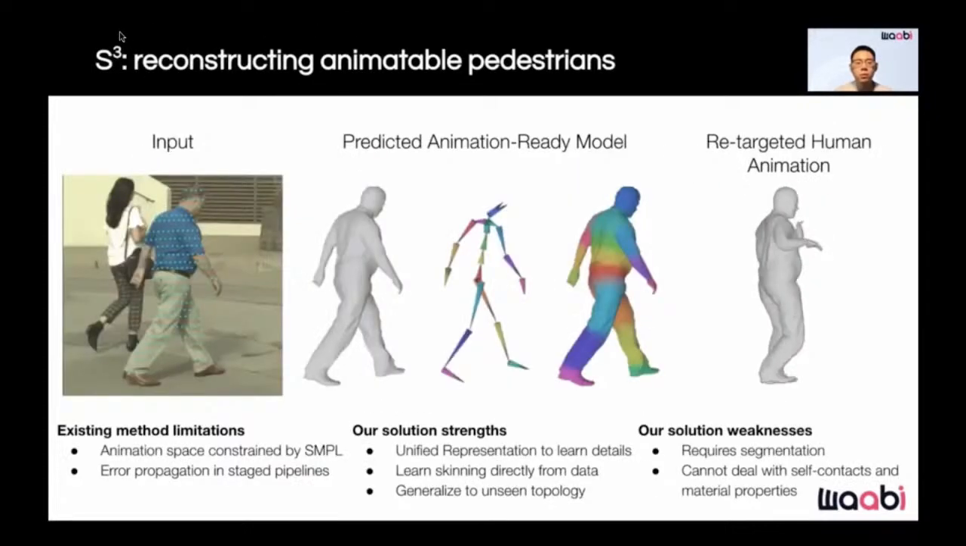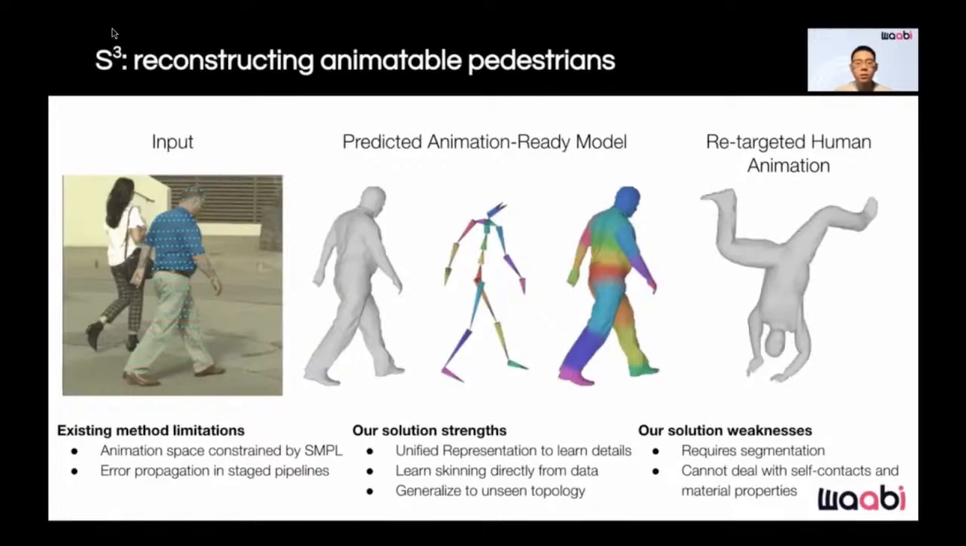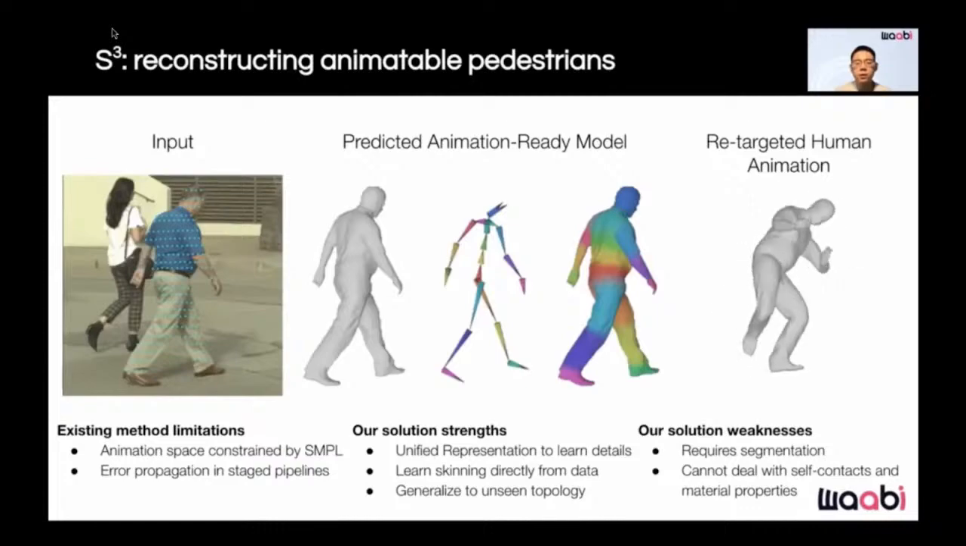All of the existing approaches reuse the skinning weights from SMPL. However, the SMPL definition is not optimal for all human shapes, especially heavily clothed humans. Also, there might be error propagation in a staged pipeline. Different from these approaches, we don't use the skinning weights from a predefined SMPL model, but instead, we directly learn them from data. We learn S-cubed fields, which stands for shape field, skeleton field, and skinning field, to directly predict an animation-ready model. Our predicted model consists of a mesh, a skeleton, and skinning weights.